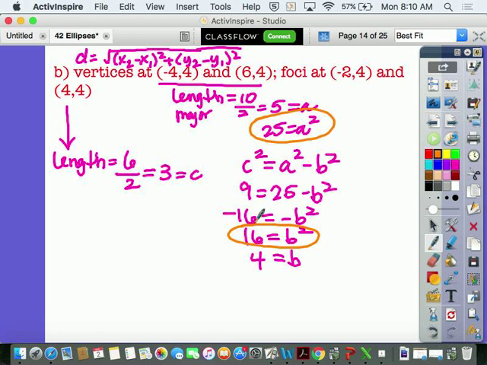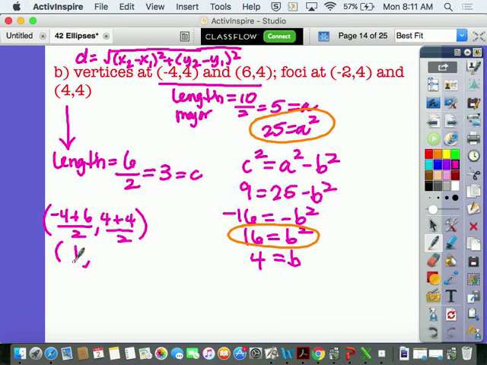Now we just need our center. Well, from vertex to vertex, remember, the center is in the middle, so we need to figure out the midpoint between -4,4 and 6,4. So we do the midpoint formula again, or you don't have to. If you can recognize where exactly the midpoint is, then that's fine. So -4 plus 6 is 2. 2 divided by 2 is 1. 4 plus 4 is 8, divided by 2 is 4. So our center is located at 1,4.